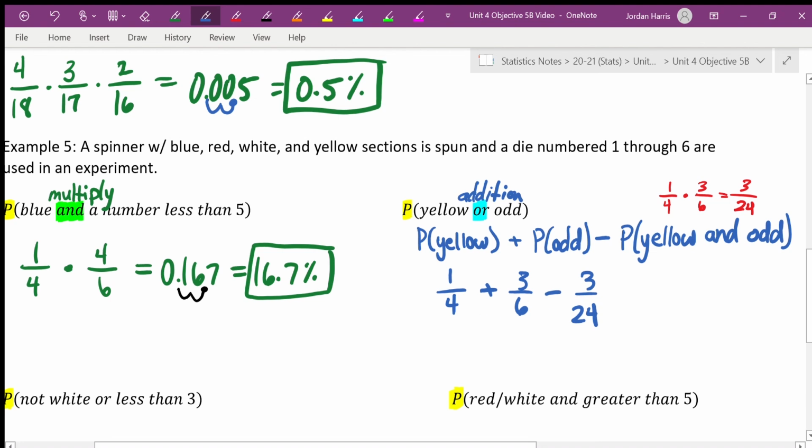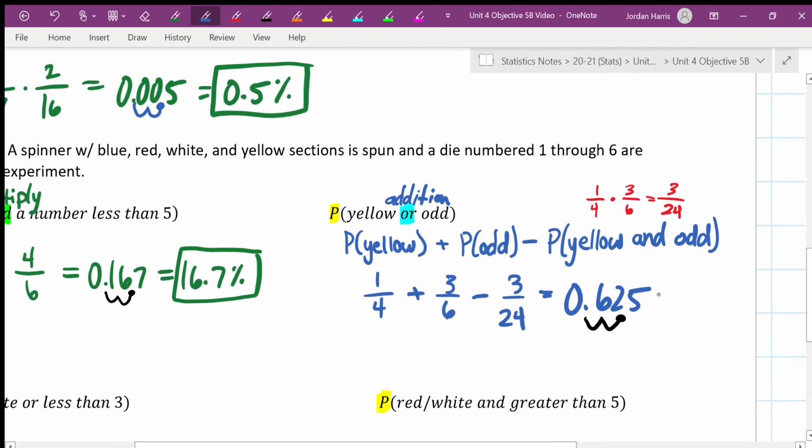Now, we type this whole thing in our calculator. 1 divided by 4 plus 3 divided by 6 minus 3 divided by 24. And you get a pretty big probability. So I move the decimal twice to the right, and I get 62.5%. Done.